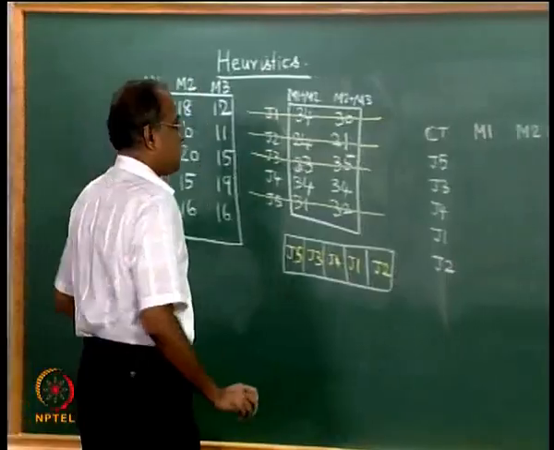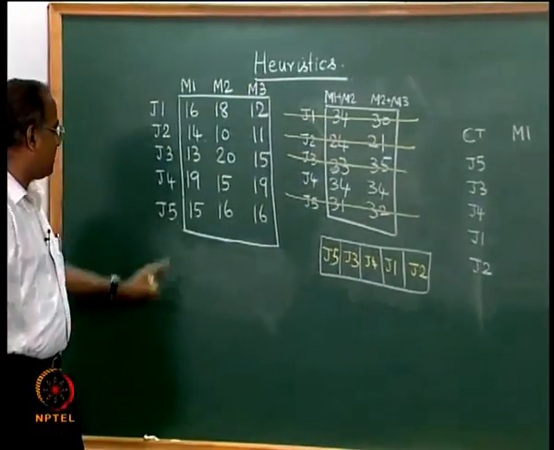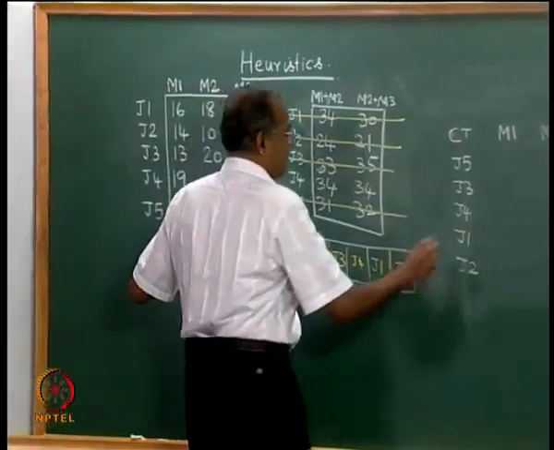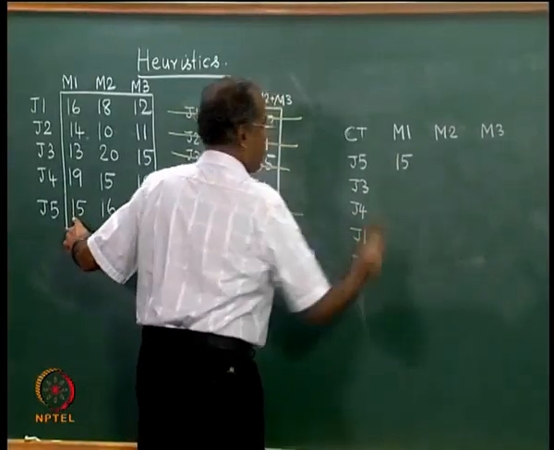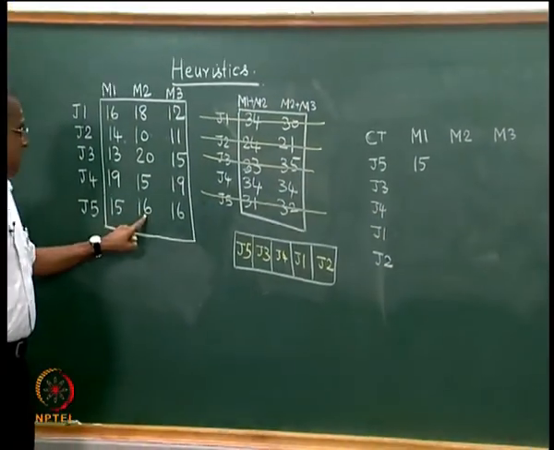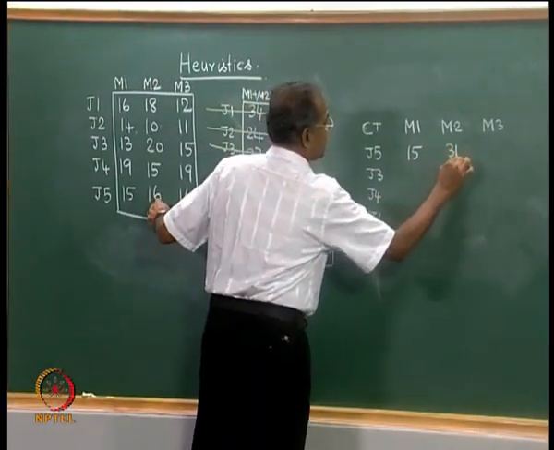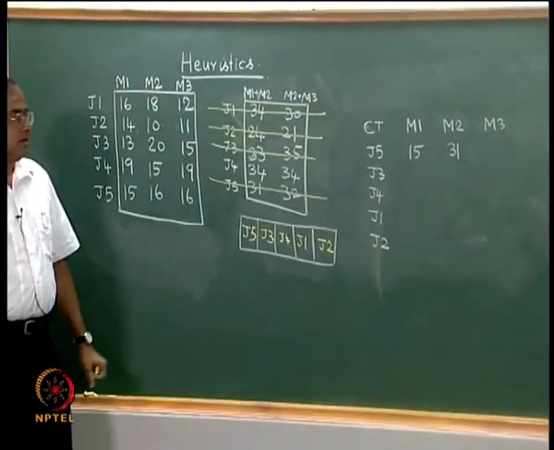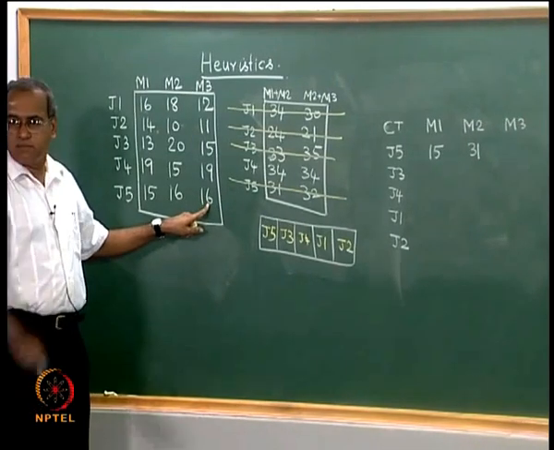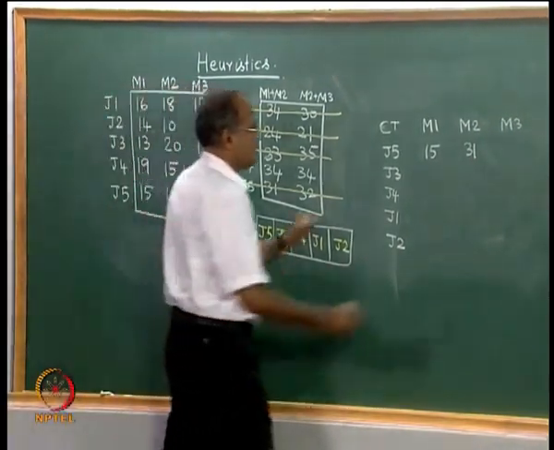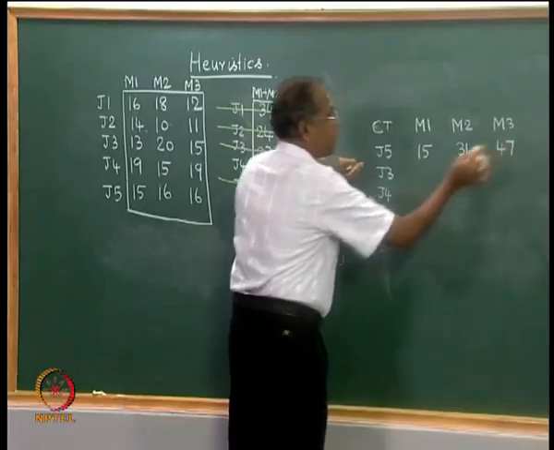Now the Makespan associated with this is: J5 starts at 0 and finishes at 15. At 15 it goes to M2, comes out at 31, 15 plus 16, 31. At 31 it goes to M3, takes another 16 and comes out at 47.